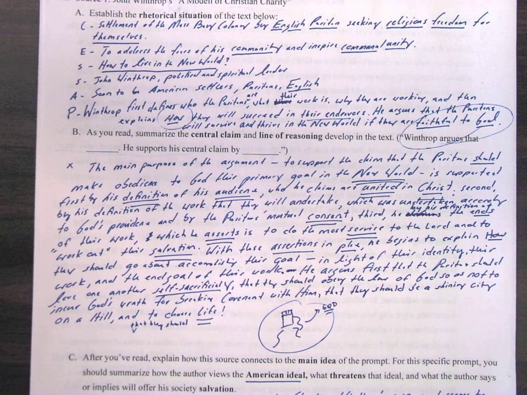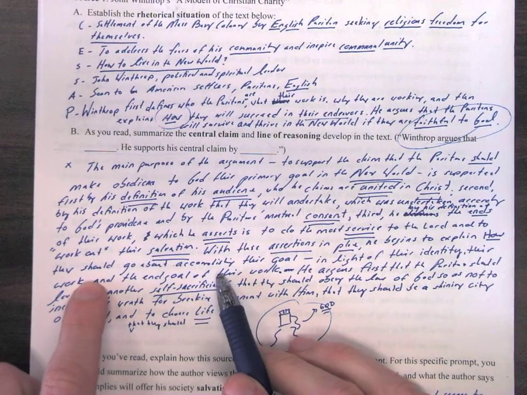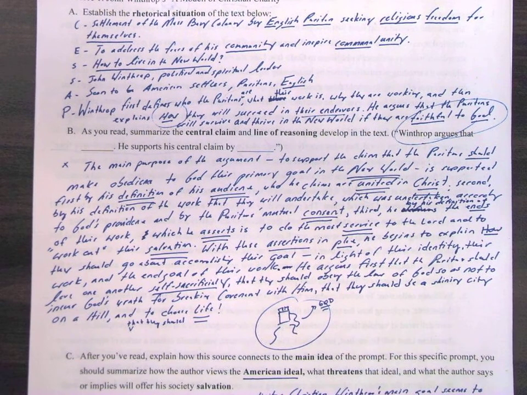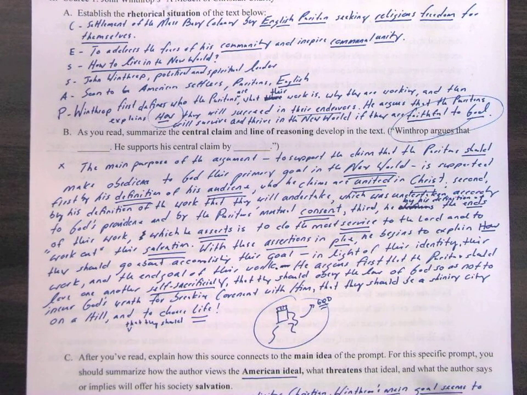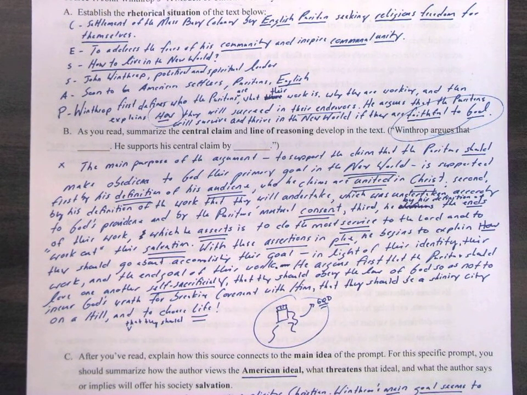Okay, so with those assertions in place, he then begins to explain how they should go about accomplishing that goal specifically, in light of their identity, their work, and the end goal of their work. This is the sort of argument that he offers in favor of his claim of policy. He says, you should love one another self-sacrificially in imitation of Christ. You should obey the law of God and make sure to keep faith with your covenant with Him. If you do, you will be blessed. If you don't, you will receive the wrath of God.